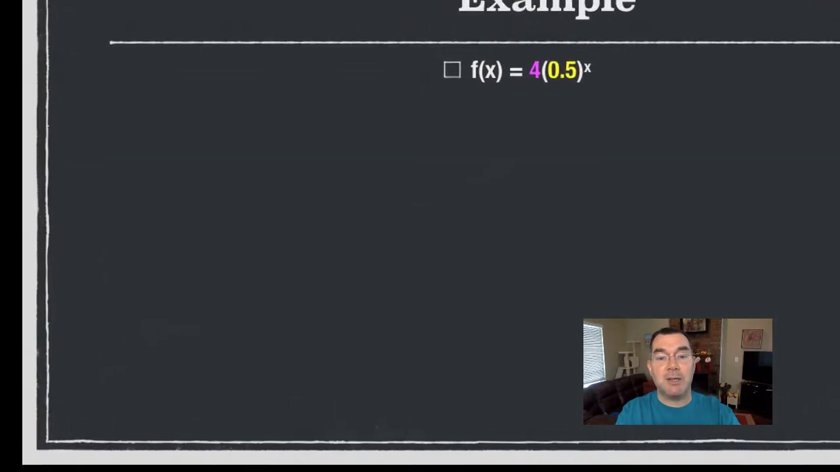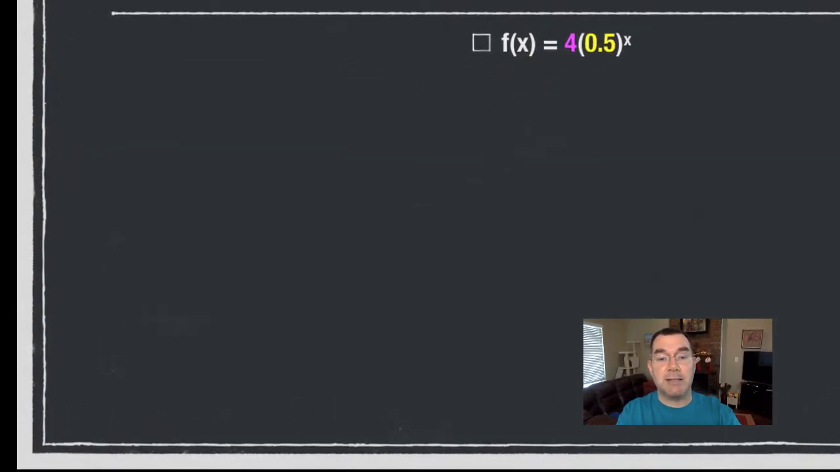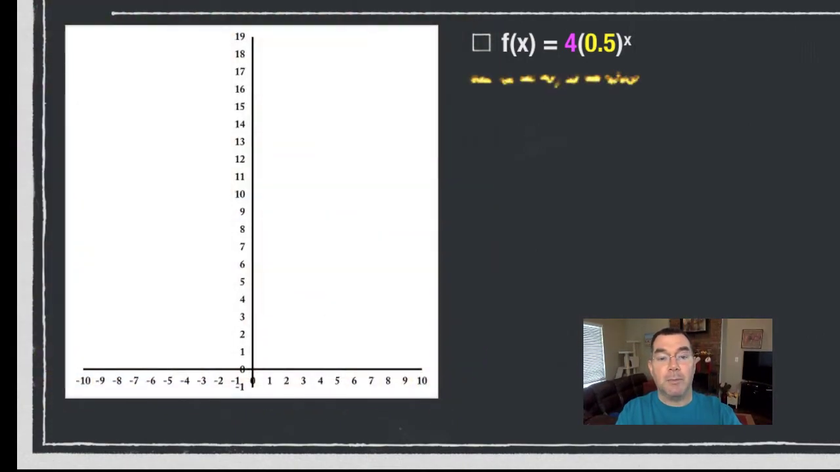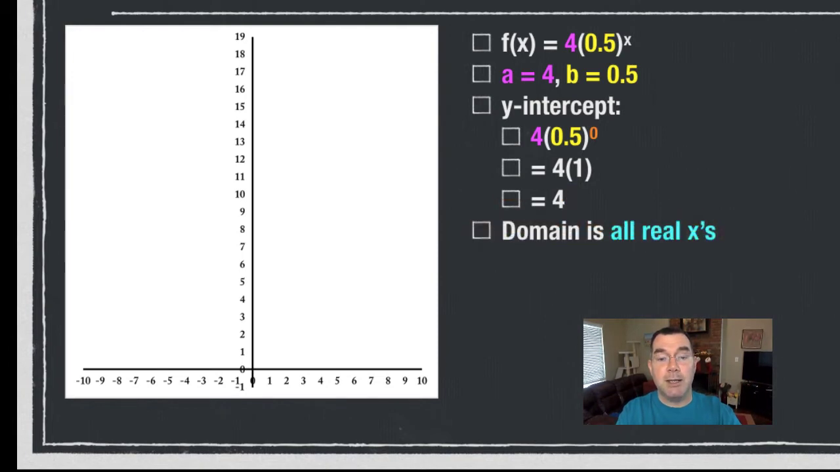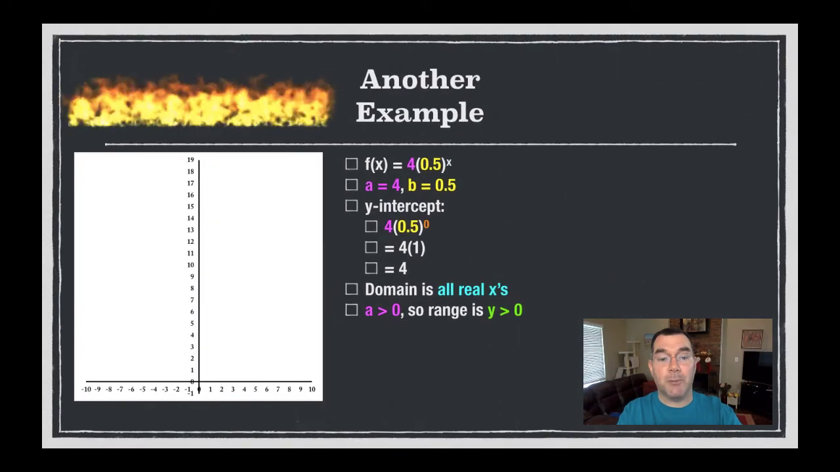If I do f of x equals 4 times 0.5 to the x, you will notice that the a value is 4 and the b value is 0.5. Okay, so the y-intercept, again, I'm going to let x equal 0, and I get 4 times 0.5 to the 0. Which is 4 times 1, and that is 4. So I have a y-intercept at 4. The domain is going to be all real x's, and since a is bigger than 0, it's 4, the range is also going to be all y's that are greater than 0.